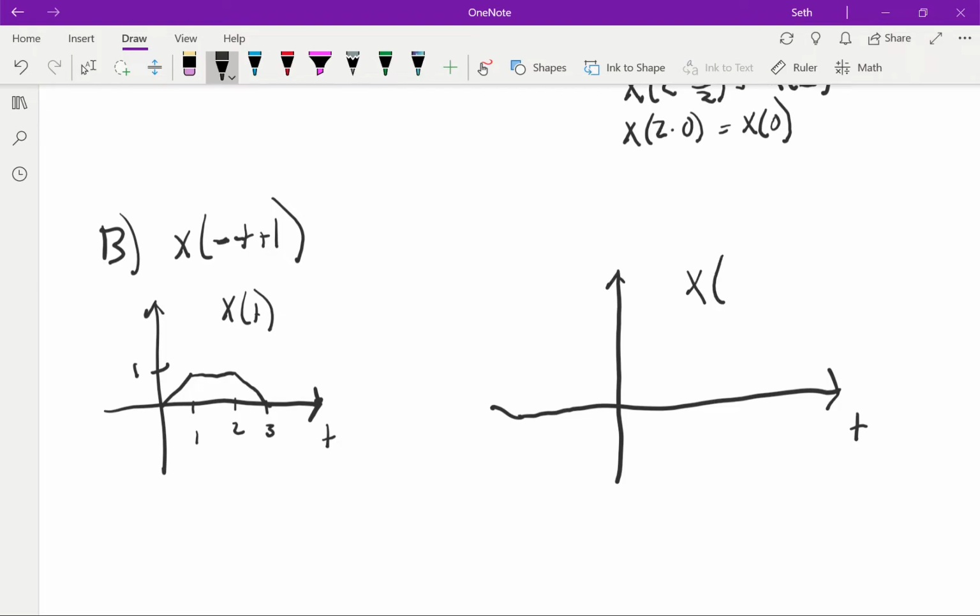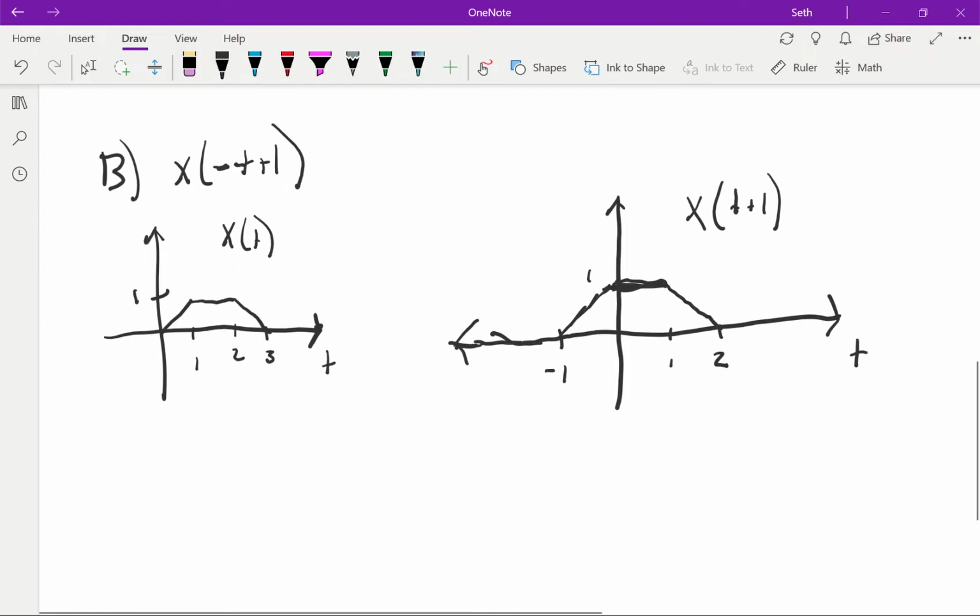So this is x of t plus 1. A shift of plus 1 shifts us leftward. This is minus 1. This is 1 over 1 down, and that's our signal. Not really drawn to scale, but you get the idea.